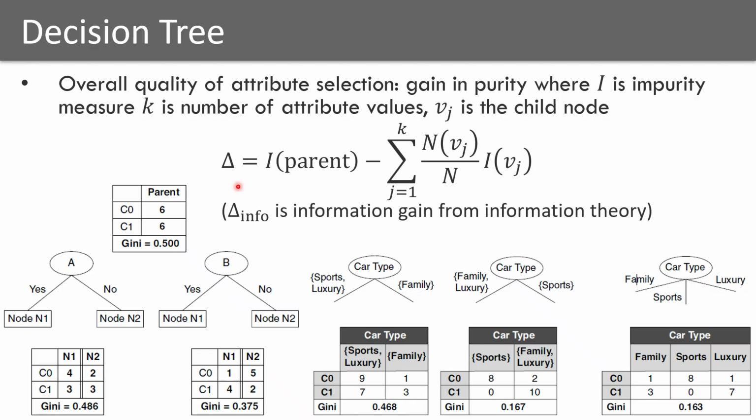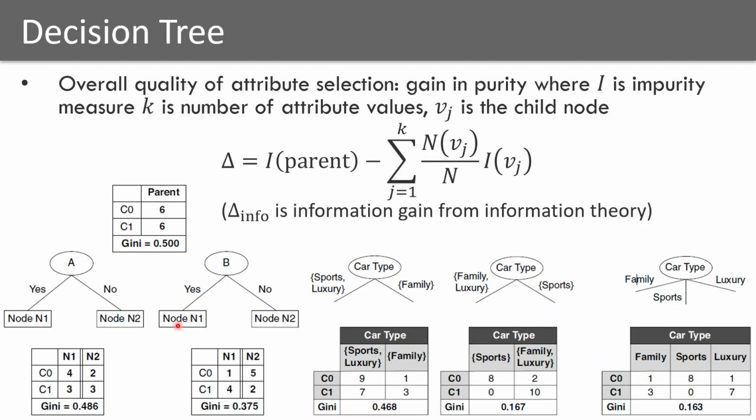Now, once we subtract the Gini value of the children from the Gini of the parent, we will come up with a value which is almost zero, like 0.014, which will basically be the gain. So the gain will be very small. And therefore, we might want to also examine what is happening with the attribute B.